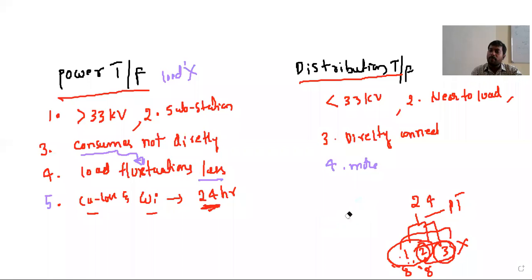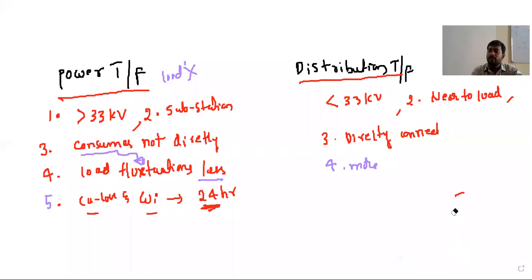In this way, whatever the load changes, the power transformer will supply to the load continuously. That's why copper losses and iron losses always take place during the 24 hours. Even though these losses take place for 24 hours, these copper losses vary with respect to load. So for the maximum 24 hours, only iron losses will take place.